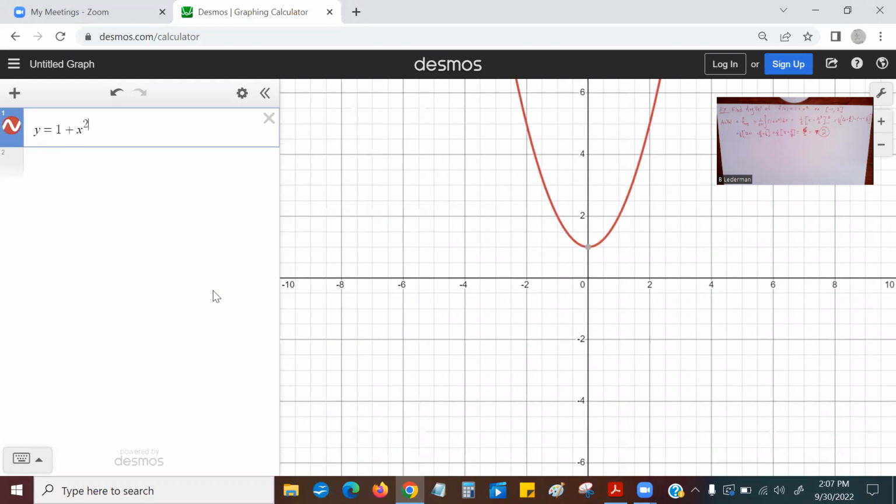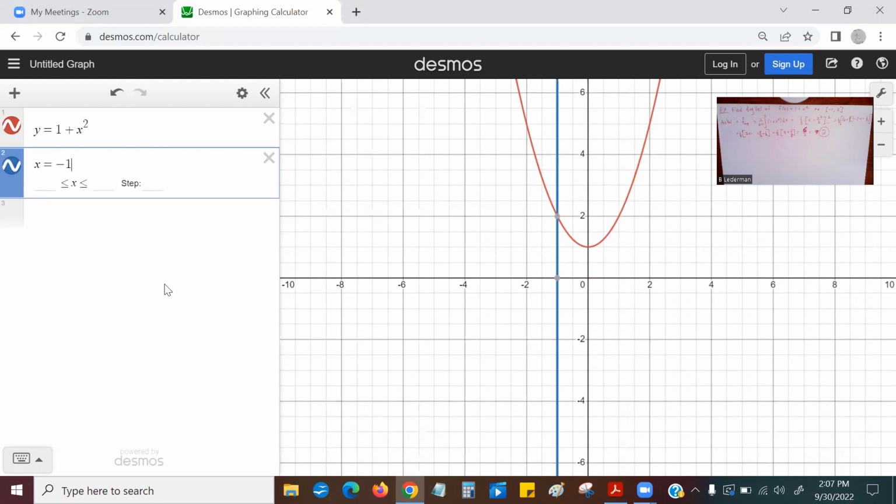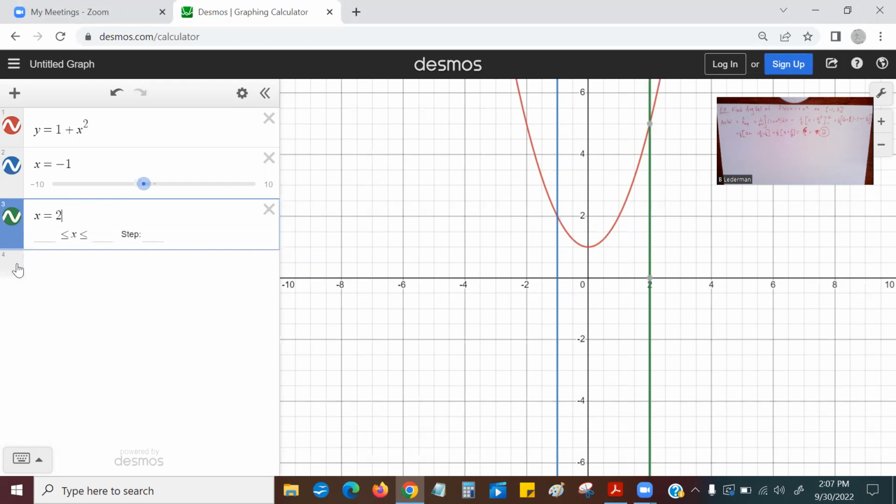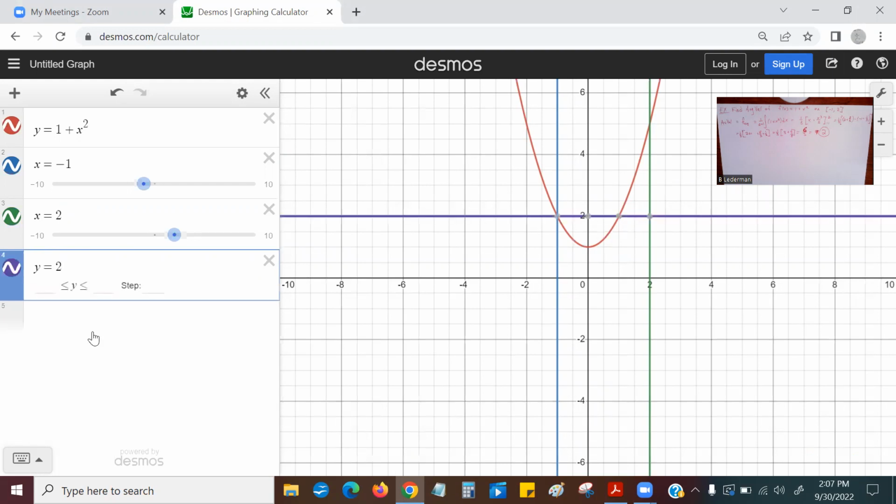And what I'm also going to do is put in the interval, x equals -1. I wonder what would happen if I do. I never did that. Oh no, I want x equals -1, and I want to put in x equals 2. So this is what we're looking at. And then I want to put in y equals 2, which is my average value.